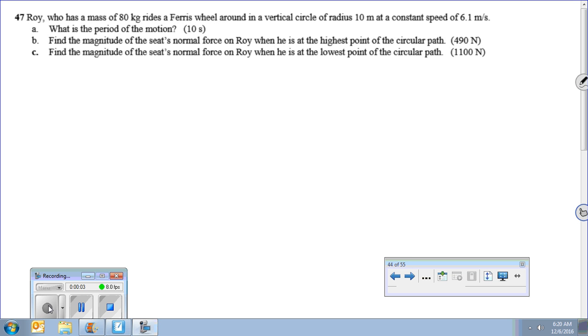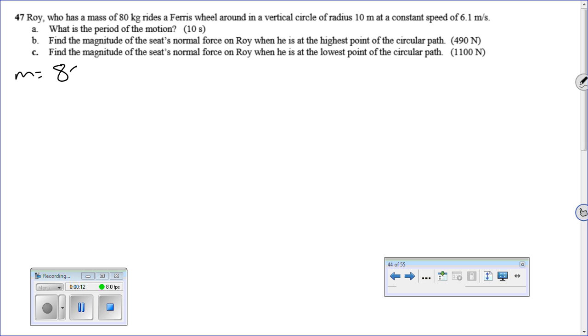All right, here we go. This is problem number 47 from chapter, what are we in, 6 here of Halliday and Resnick. It says Roy, who has a mass of 80 kilograms, is on a Ferris wheel. It's going around in a vertical circle with a radius of 10 meters, and he's traveling at a constant speed, so we should automatically be thinking uniform circular motion, right? Because his speed isn't changing. So that's the deal. He's going around in a circle like this.